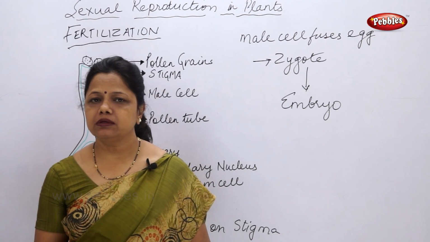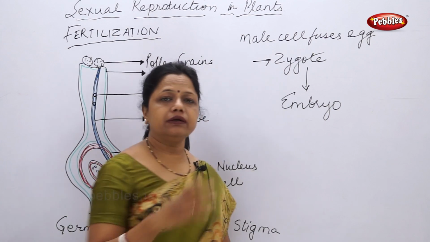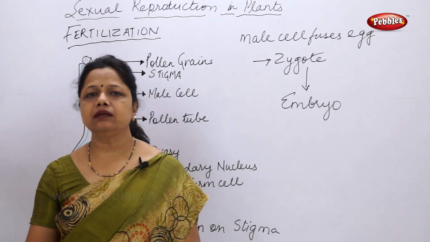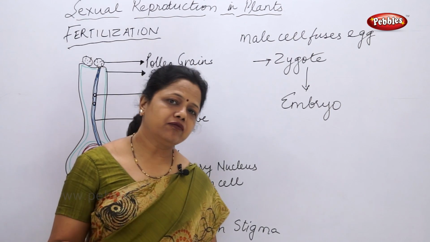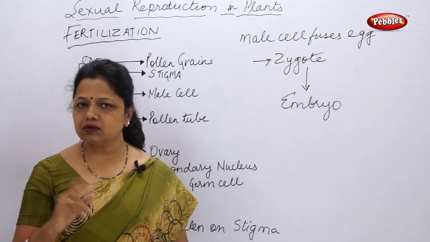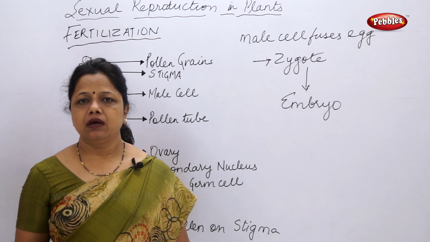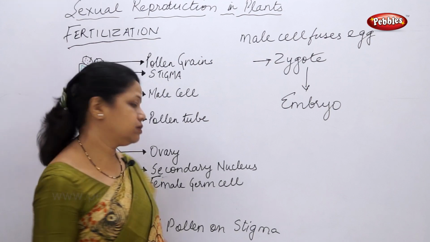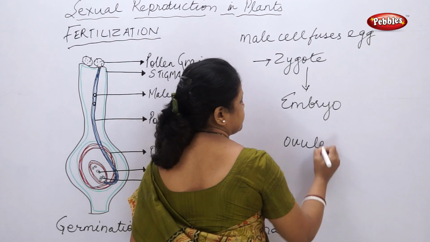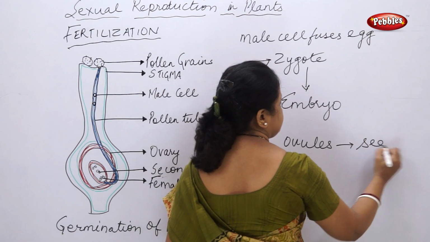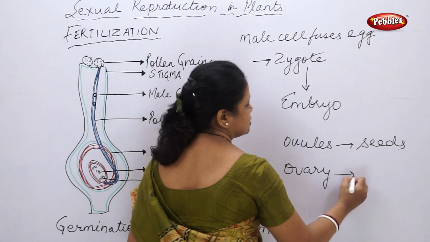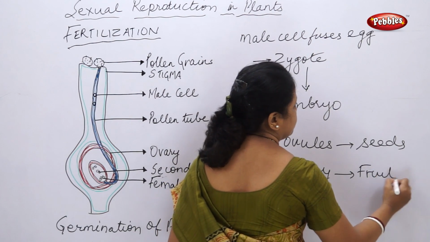Now how does it happen? The zygote continues to form the embryo, which will continue to form the radicle and the plumule. The radicle forms the root, the plumule forms the shoot, and this is called germination. Now what happens to the ovules? The ovules get converted into seeds, and the ovary as a whole, after fertilization, converts into fruit.